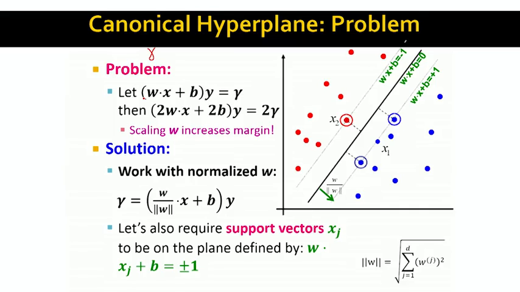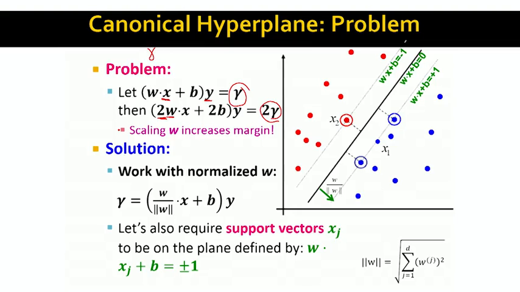Imagine that I have a data point x, I multiply it with w, add b, multiply with the class y, and I call this gamma, which is the margin. Now imagine that I take my vector w but make it twice as long. So I take twice w times x plus twice b, times y. What this gives me is a twice as big margin. So based on this simple calculation, the bigger w is, the bigger our margin will be.